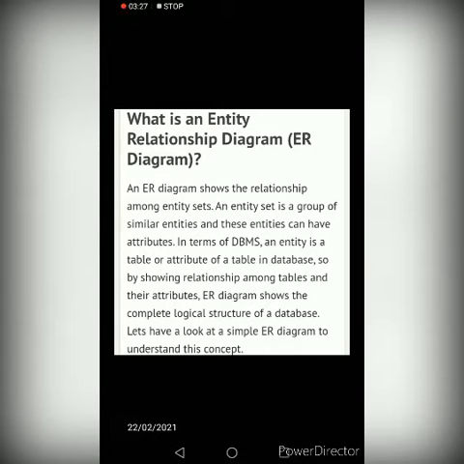An entity relationship diagram shows the relationship among entity sets, and a set is a group of similar entities, and these entities can have attributes in terms of a database management system. An entity is a table, and an attribute is a column of a table in a database. So, by showing relationships among tables and their attributes, an ER diagram shows the complete logical structure of a database.